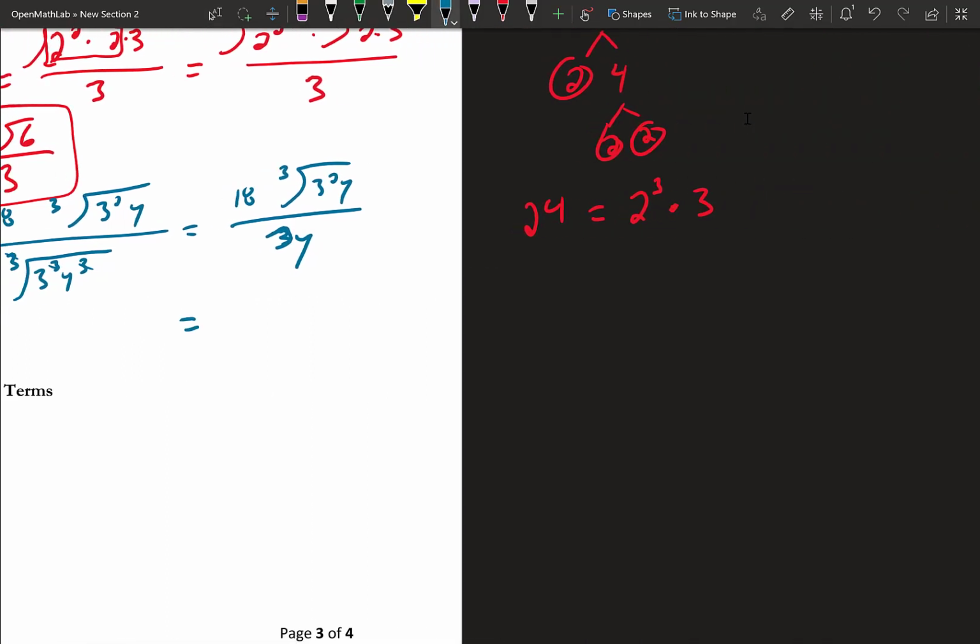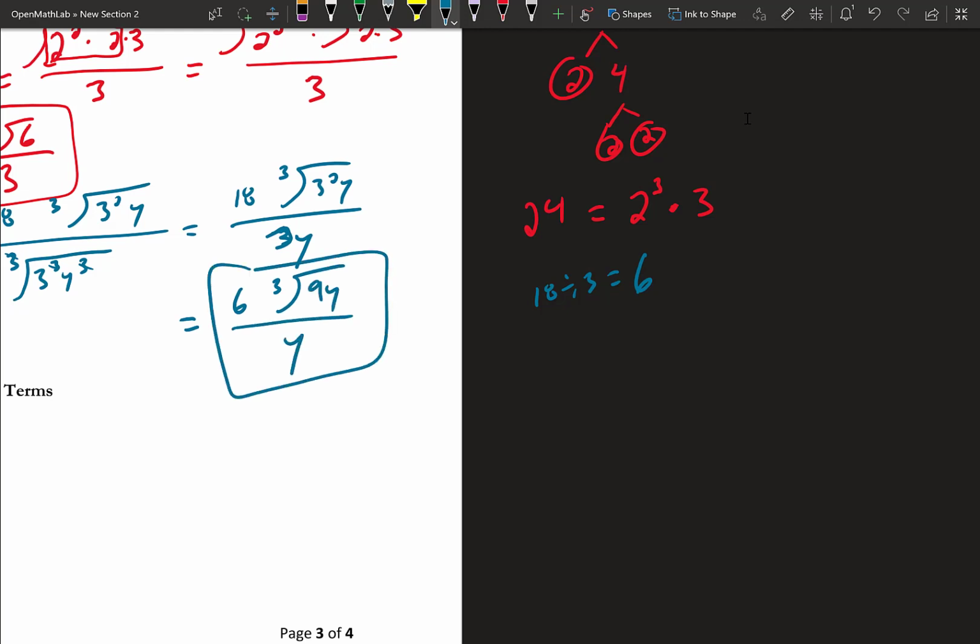So then this would be equal to 18. Well, I can divide the 18 and 3, right? So that would leave me with 6 on top, right? 18 divided by 3 is 6. All right, so this would be 6 cubed root of 9y, all divided by y. All right, so just cleaning that up a little bit, reducing. So 3 squared is 9, and like I said, 18 divided by 3 is 6.